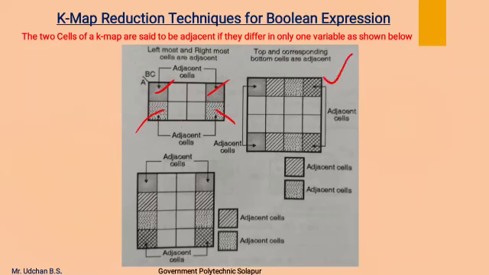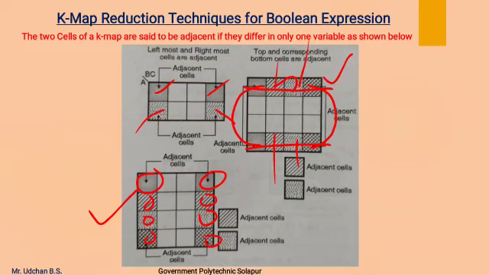This is the 4 variable Kmap for which these two cells are adjacent with each other. These two cells are adjacent with each other. All these 4 cells are adjacent with each other, or I can say that these two cells or this one and this one are adjacent with each other. This cell and these cells are adjacent with each other. Similarly in this I can say that these two cells are adjacent with each other. These two are adjacent with each other. These two are adjacent with each other, and these two are adjacent with each other. In all I can say that these 4 cells are adjacent with these 4 cells.